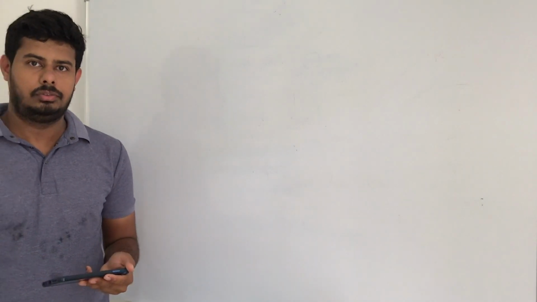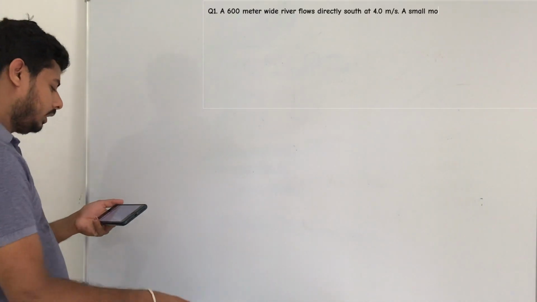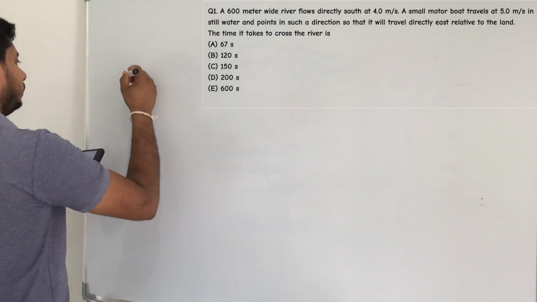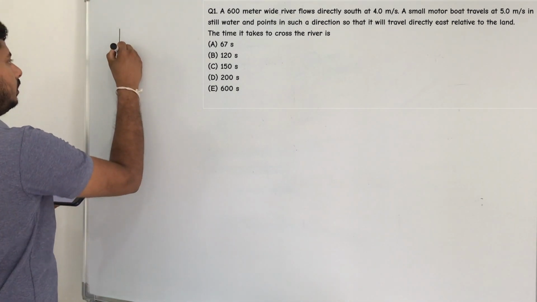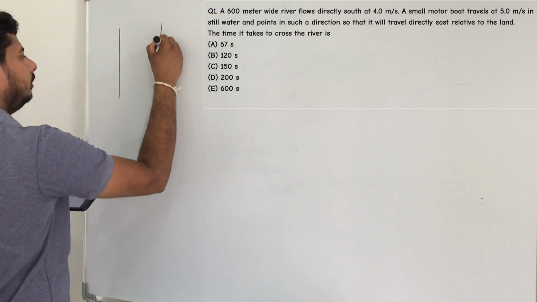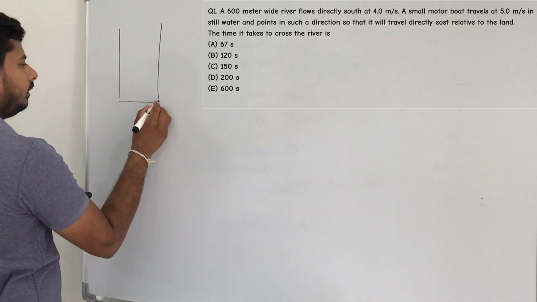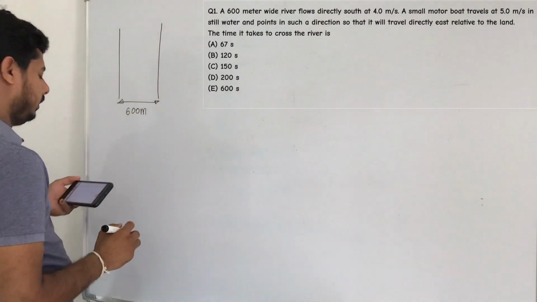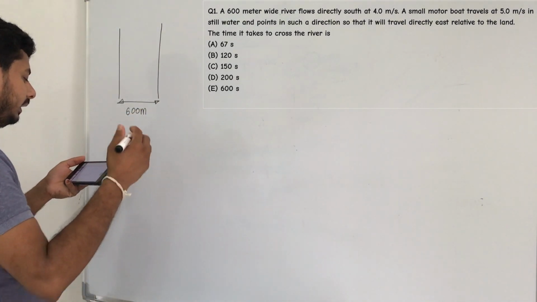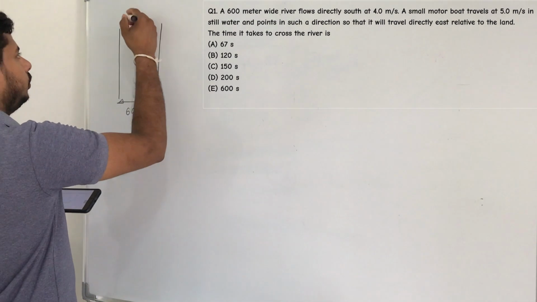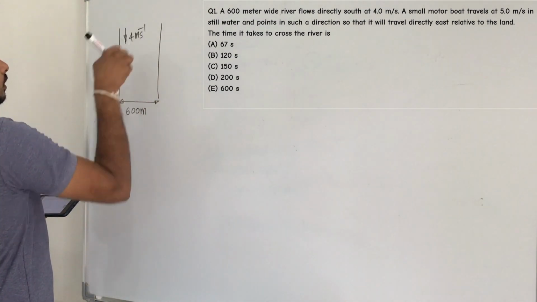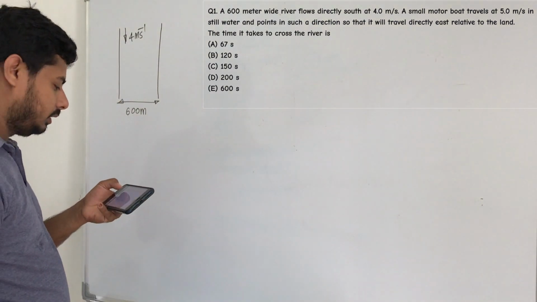Let's take a look at our first question. The first question says that a 600-meter wide river flows directly south at 4 meters per second. So we will draw the diagram like this. There's a river. The width of the river is given as 600 meters. It flows directly south with a velocity of 4 meters per second.